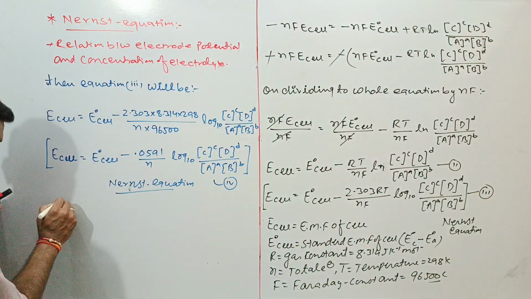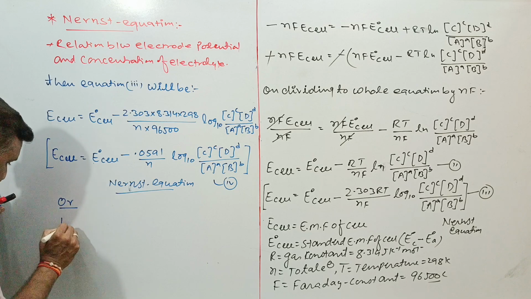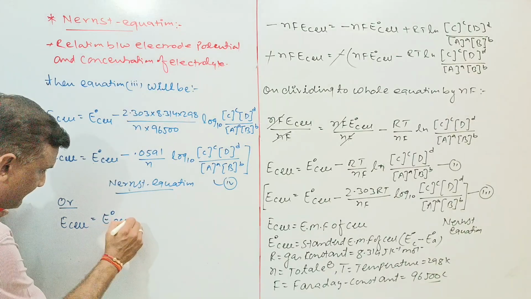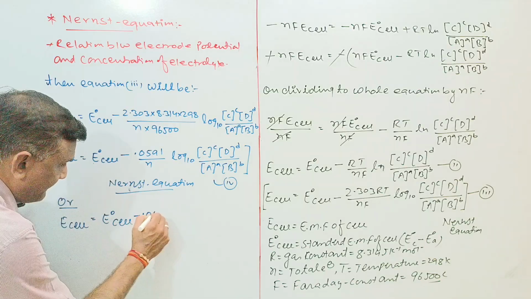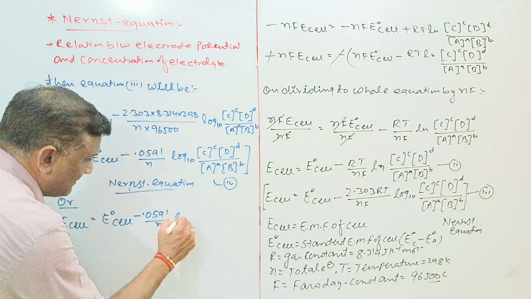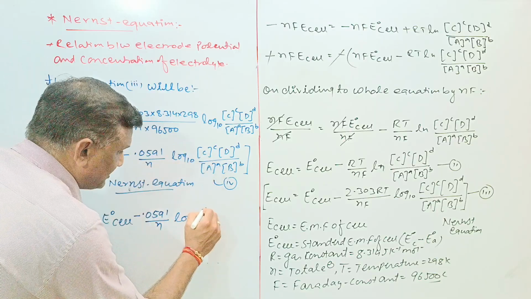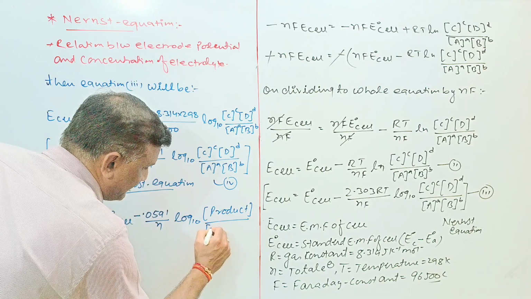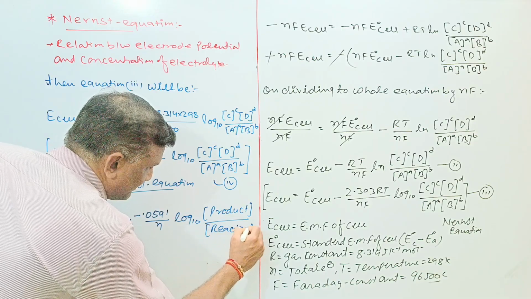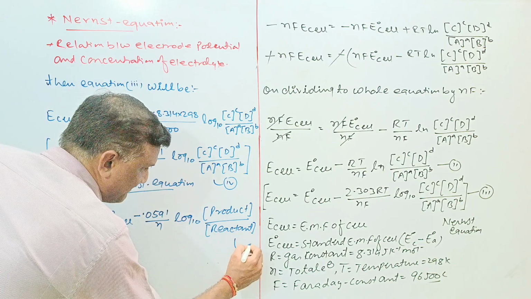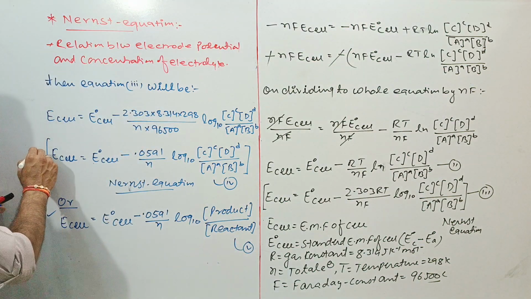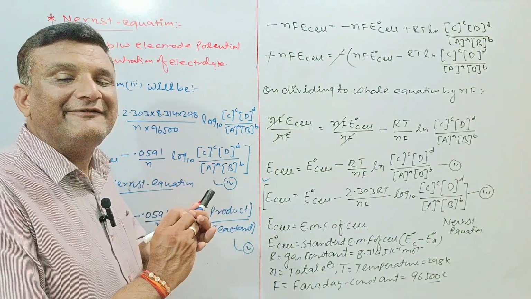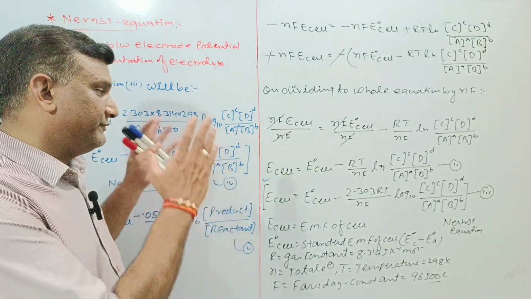We can write it in another form also. This is the E cell, this is the E naught of cell, minus 0.0591 upon N log to base 10. This is the product, so we can say the concentration of product upon concentration of reactant. So you can write it as follows also. This is equation number 5 of the Nernst equation. These are the three important forms of the Nernst equation. So this was about the derivation of the Nernst equation. Go through the entire matter.